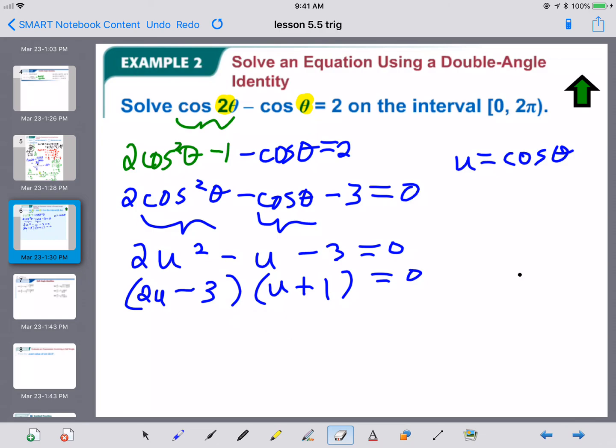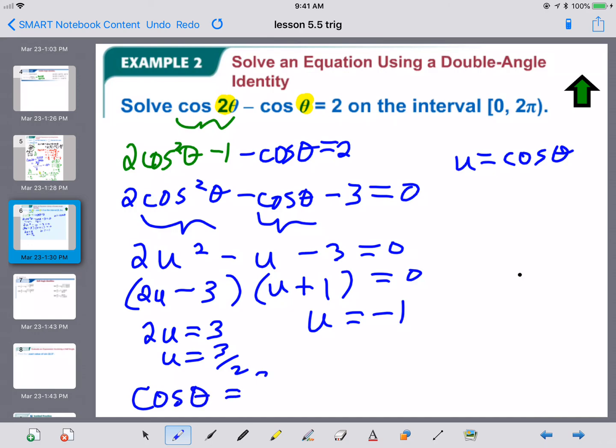Now solve each one individually. You get 2u equals 3, so u equals 3/2. And u equals -1. Put your cosine back in. You are not done at this point.